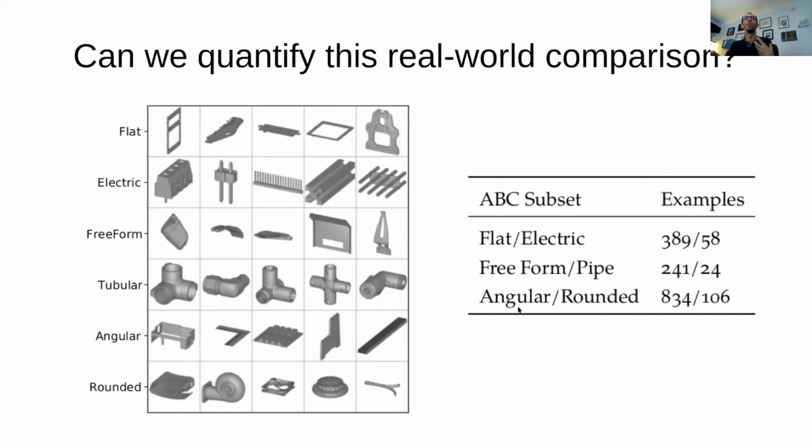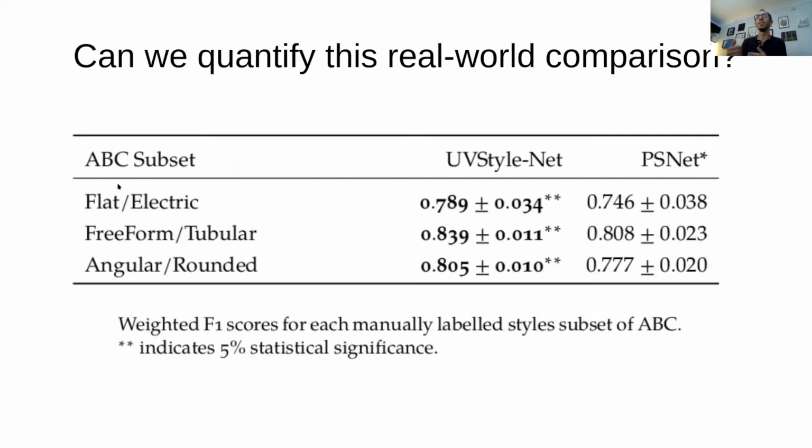To quantify the results on this real world data, we manually labeled a small subset of this data set into the following categories, and then did a similar experiment to before, where we measure how good these gram matrices are as a feature for predicting the classes between these different style classes. And in each of the cases we tried, we saw an improvement over the previous state of the art.